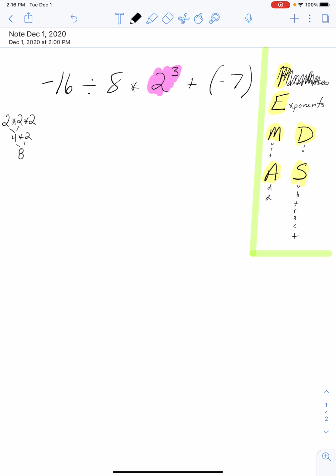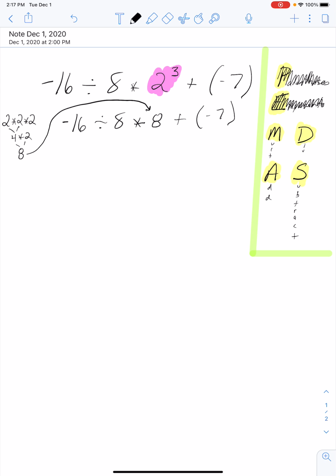So now that I've done the exponents step, I'm going to cross that off and I'm going to rewrite this problem. So I'm going to simplify it one step at a time. So I got -16 divided by 8 times, now instead of 2 to the third power, I'm going to put in the 8 there, because that's what I just calculated, and then plus -7.